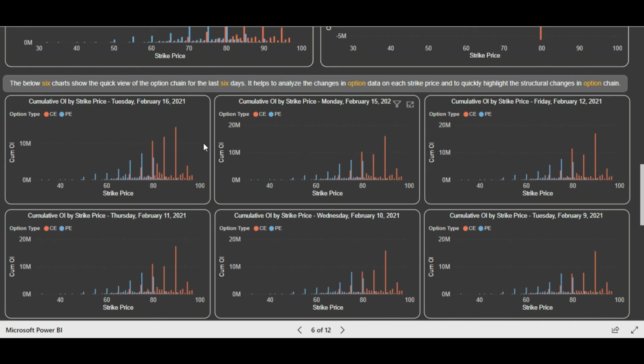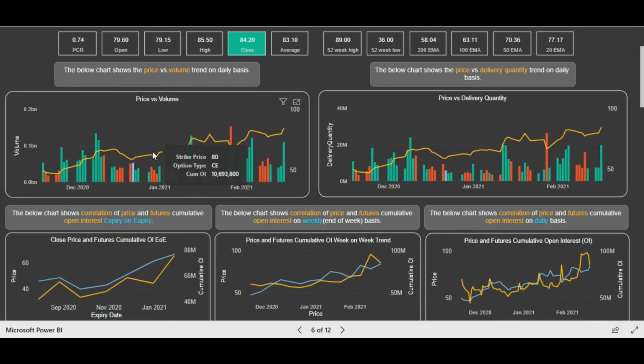So then what happened, the call writing increased, right? So at 80 levels, because there was a slight profit booking in the whole market, due to this the people were writing more calls. So we have to analyze the data from a seller's perspective, right? So the people were writing calls in order to get quick premiums. So now let's relate it to what was happening in futures at that time.